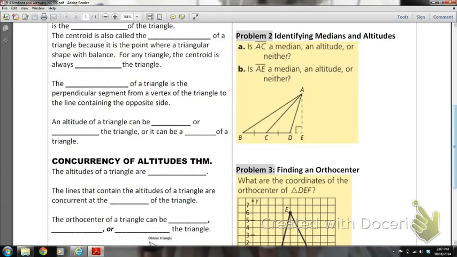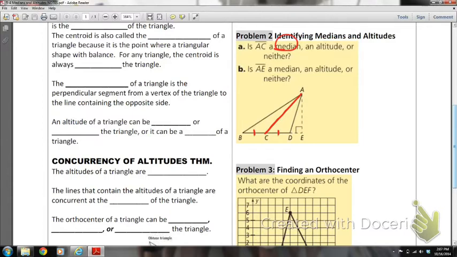In problem 2, it just wants you to identify a median and an altitude. So the first one it asks you to identify is AC. From point A to point C, it wants to know, is that a median, an altitude, or neither one? So a median by definition goes from a vertex to the midpoint of the opposite side. And we can tell from these congruence markings that point C is the midpoint of the opposite side. So that means that AC is a median.